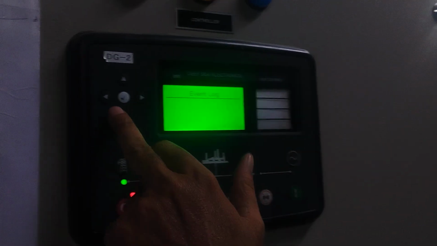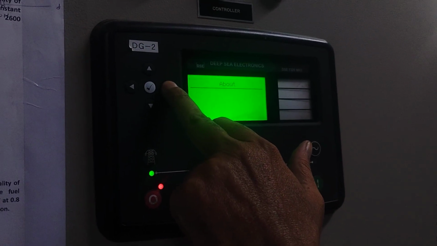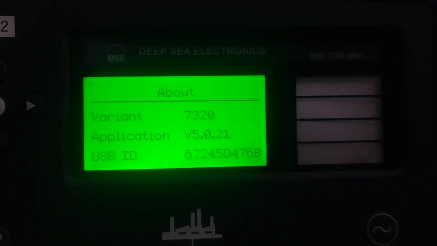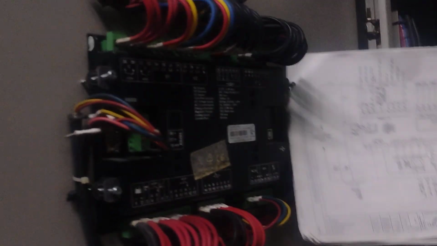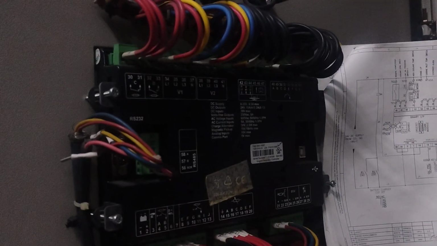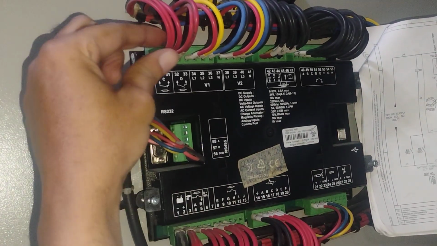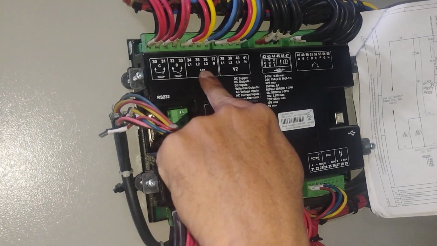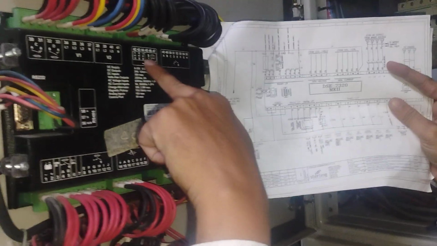Okay, so this is just brief information about the control operation of the DSE electronics. Here you can see the back side of the controller, with the various connections. Whatever the drawing shows, all of that is reflected here. These are the various inputs and outputs. These are the voltage sensing of the generator. These are the voltage sensing of the mains, and current sensing of the alternator.